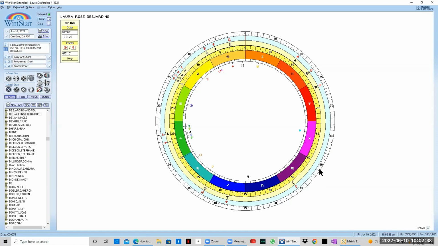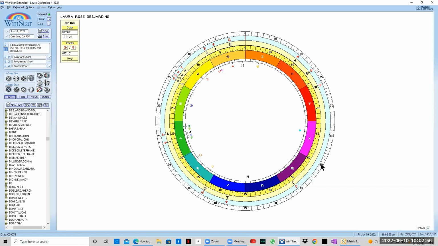I'm only working right now with the normal planets. I haven't added in Uranian, any of that. And I do have the ascendant and the midheaven involved in this. You need those always as part of this.